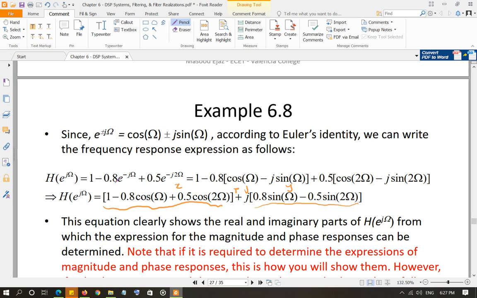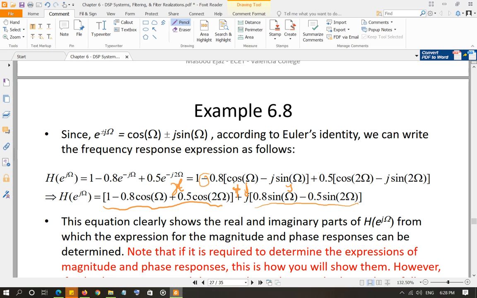So I went ahead and replaced e to the power negative jω by cosine ω minus j sine ω, and e to the power negative j2ω by cosine 2ω minus j sine 2ω. And now you can separate out the real part of the complex number and the imaginary part of the complex number. So real part is 1 minus 0.8 cosine ω plus 0.5 cosine 2ω. So that's your real part, that is your x, and plus j, and the imaginary part is of course negative j sine ω, negative j sine 2ω.